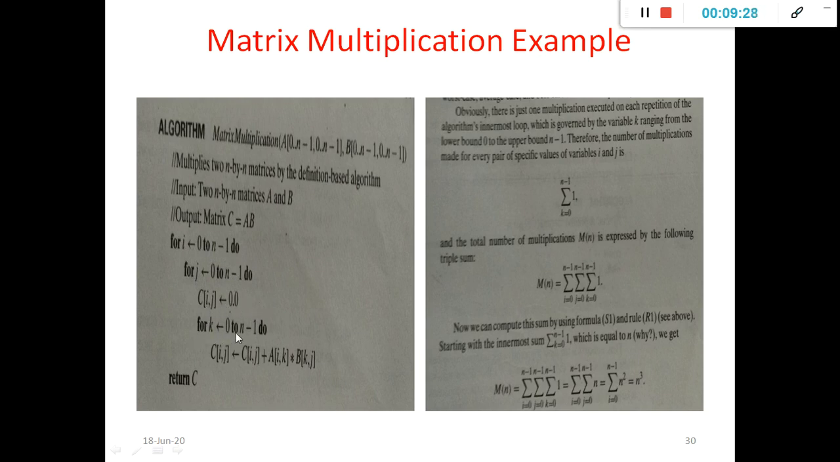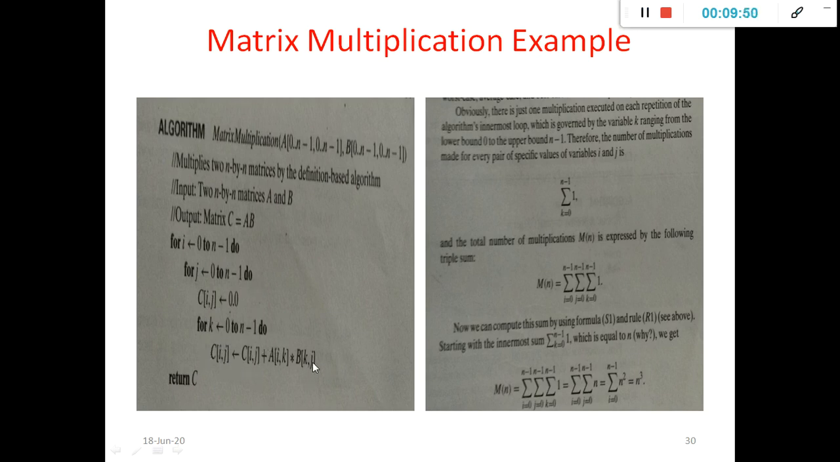Then for k is equal to 0 to n minus 1 do, the resultant matrix C of ij is equal to C of ij plus A of ik into B of kj, and finally return the resultant matrix C. Then here also, first you have to identify what is the basic operation for matrix multiplication.